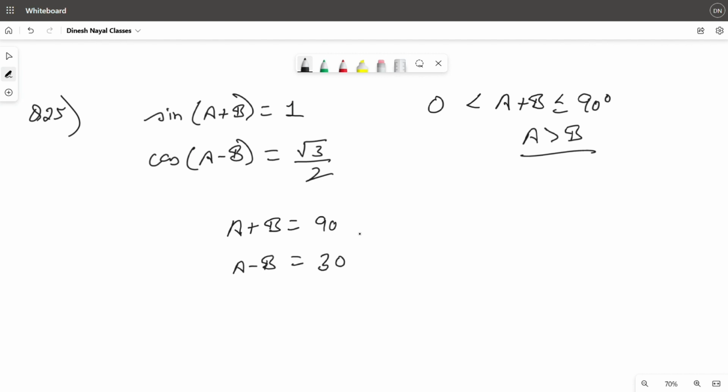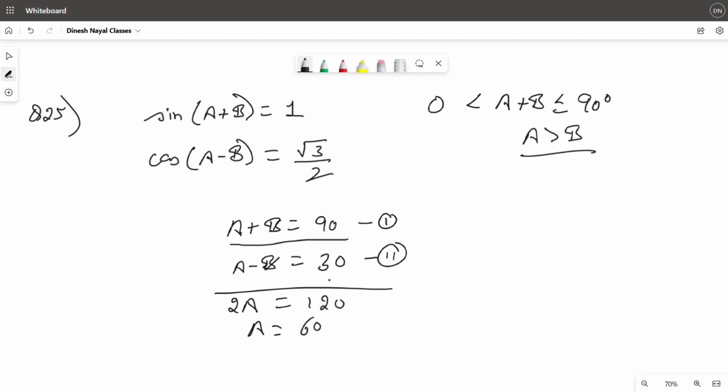Now we have two equations, and we solve them simultaneously. This is equation 1, this is equation 2. First of all, we add these equations because b will be eliminated. So a plus a is 2a, minus b plus b will get cancelled. 90 plus 30 is 120. So a is 120 by 2, which is 60.